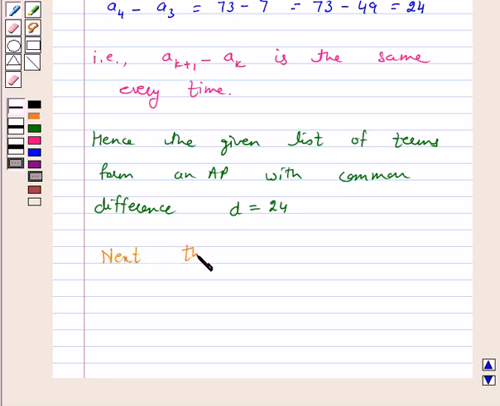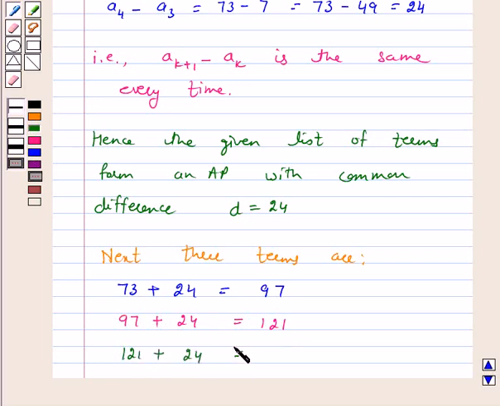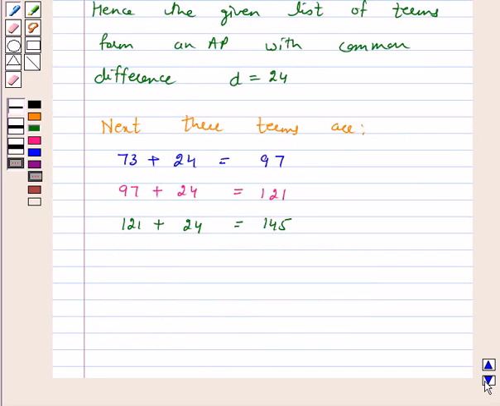Next three terms are 73 plus 24, which is equal to 97. 97 plus 24 is equal to 121, and 121 plus 24 is equal to 145. Hence, the answer for the above question is yes, the given set of numbers forms an AP with common difference d equal to 24, and the next three terms are 97, 121 and 145.